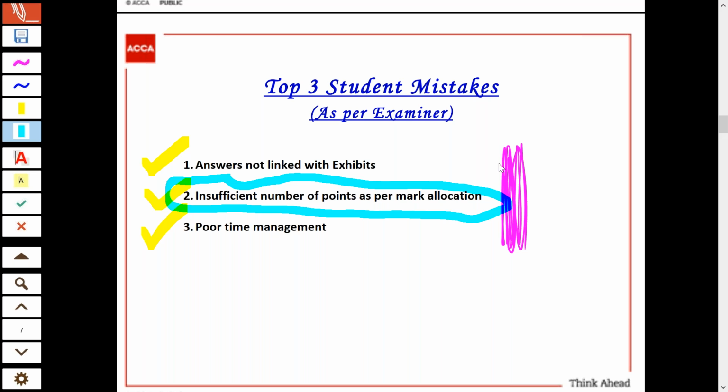You can copy paste the facts and figures, but then what are your thoughts, what are your comments, you need to add that. Okay, just producing facts and figures will not get you marks.